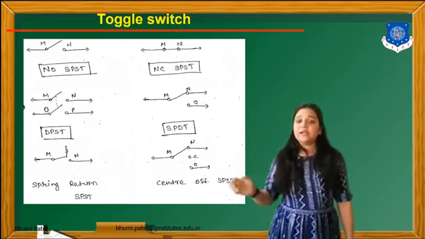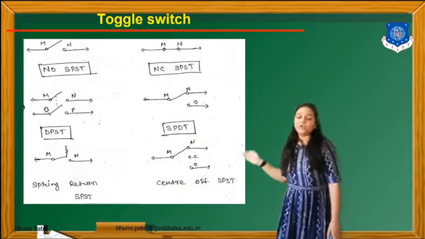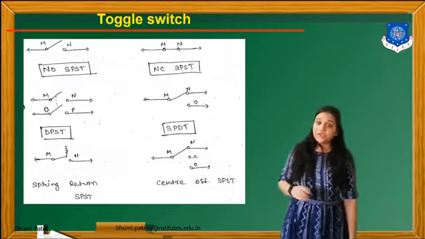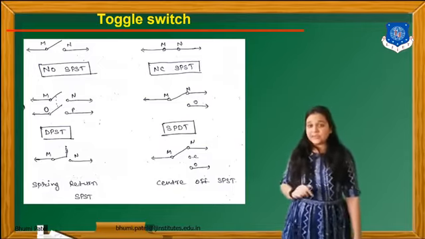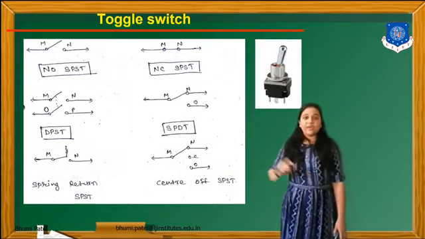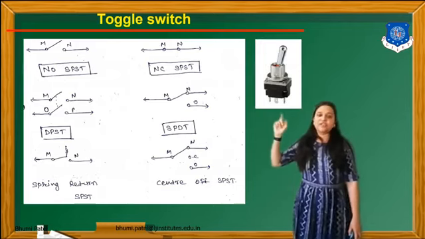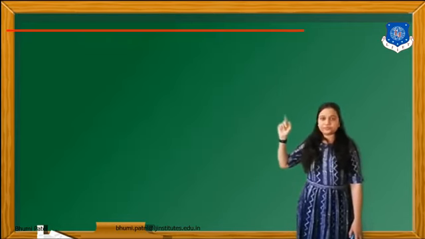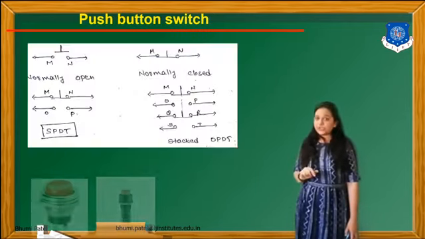Here three connections are given for this particular on-off device. So these are the different types of toggle switch that are used in our PLC hardware. Okay, and this is the actual toggle switch diagram. Clear? Now next one is the push button switch.